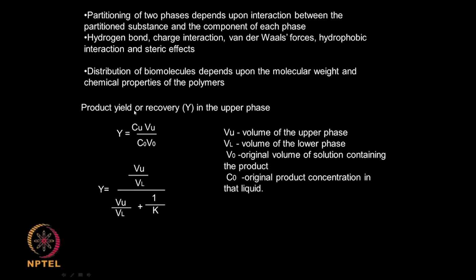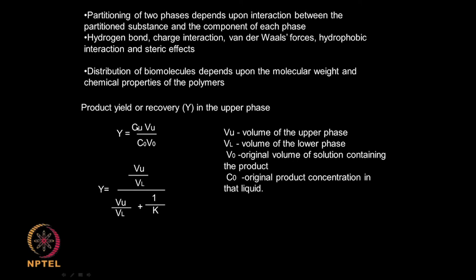One is called the product yield or recovery in the upper phase. So, yield Y is equal to concentration in the upper phase times the volume of the upper phase, divided by the total concentration containing the original volume of V naught. So, if we modify this equation, this becomes Y equal to Vu, volume of the upper phase by volume of lower phase, divided by volume of upper phase by volume of lower phase plus 1 by K. K is the partition coefficient. So, this is a useful relationship.